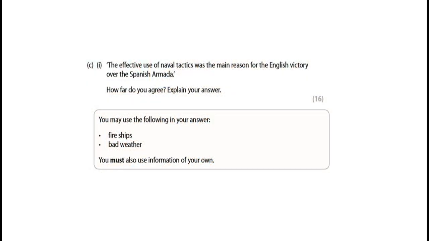Okay, so at the end of the Elizabeth exam, you get a choice of two 16-mark questions that you have to answer. These 16-mark questions will always have a statement and then the question, how far do you agree?